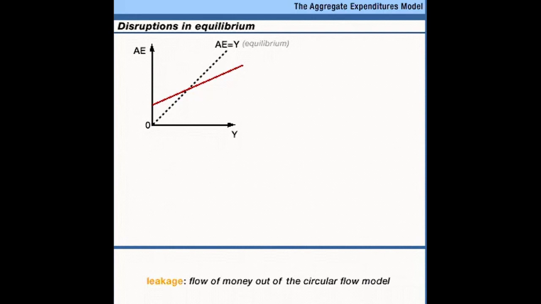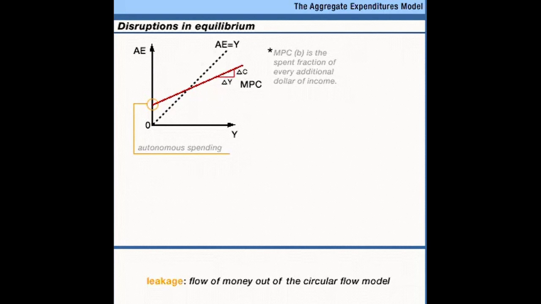The red line represents the consumption function that we've developed before. Its intercept representing autonomous consumption, and the slope representing the marginal propensity to consume, that fraction of each additional dollar of income that consumers spend on goods and services rather than saving.